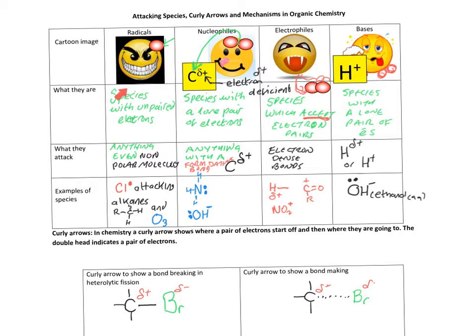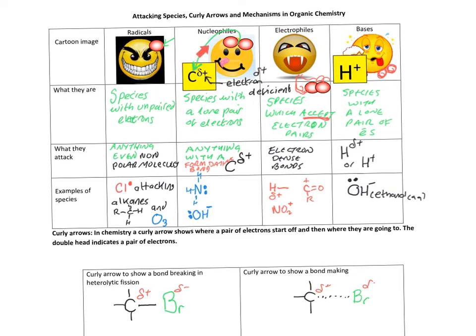First of all, let's look at our free radical. A free radical is a species that has an unpaired electron, one or more unpaired electrons. They will attack anything, especially in organic chemistry when nothing else will attack. Free radicals will attack even non-polar molecules like alkanes. An example of a free radical is the chlorine free radical, which we know destroys the ozone layer by the free radical colliding with the ozone and breaking it down into normal oxygen.